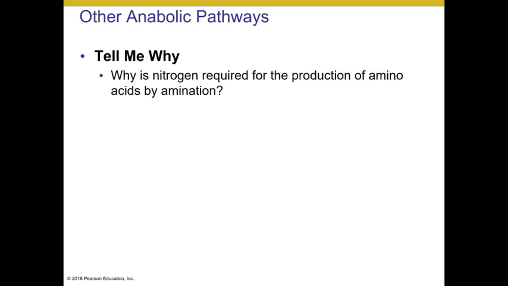Here's another question to think about. Why is nitrogen required for the production of amino acids by amination? Nitrogen is essential for amino acids and nucleotides. Without nitrogen, no proteins or DNA can be made. That's why nitrogen deficiency slows growth in both microbes and humans. Clinical note: in protein energy malnutrition, kwashiorkor, nitrogen deficiency is severe, leading to edema, poor immunity, and delayed wound healing.